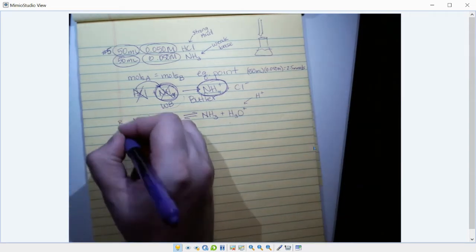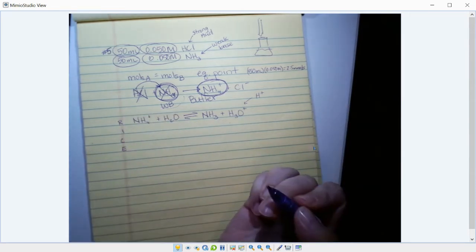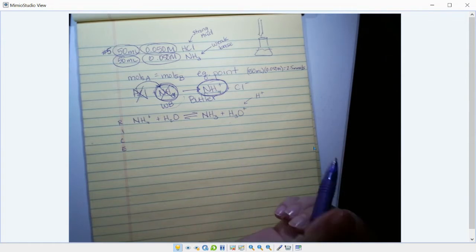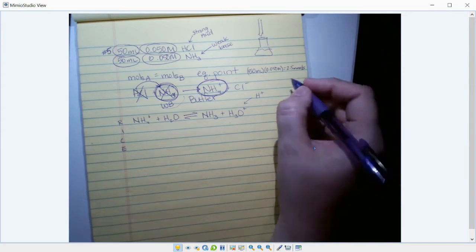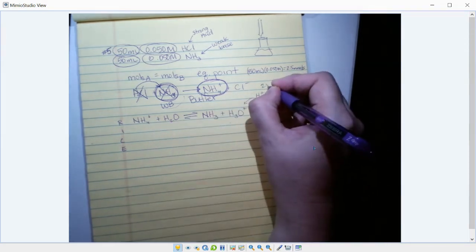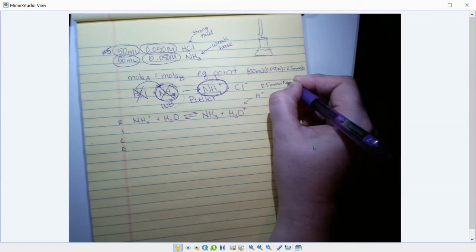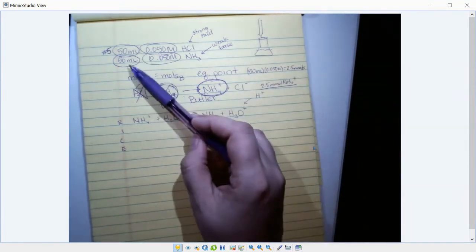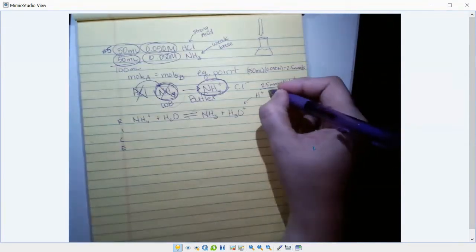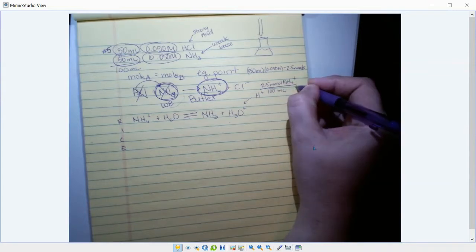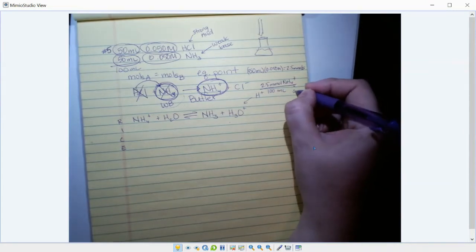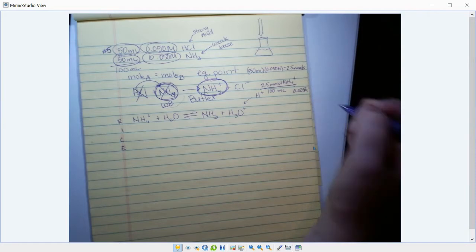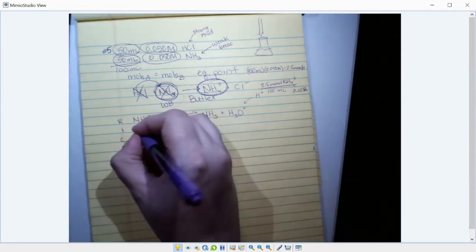So now I'm down here ready to do my RICE chart, but we're going to convert everything back to molarity because that just simplifies the process when we get to our K values. And so if I have 2.5 millimoles of NH4 plus, the volume now is just the volume of these two things added together. So the total volume of the solution is 100 milliliters. So 2.5 millimoles over 100 milliliters tells me that this is 0.025 molar.